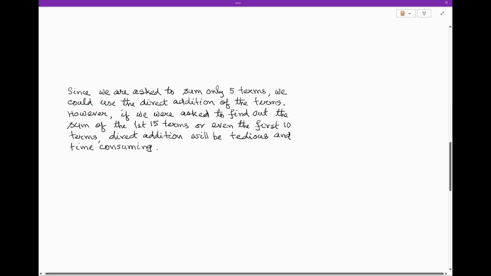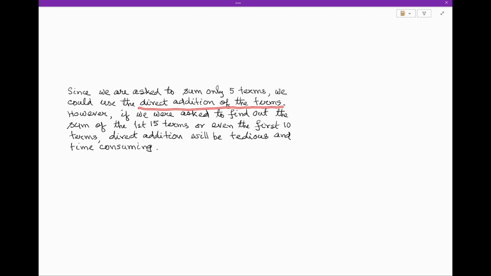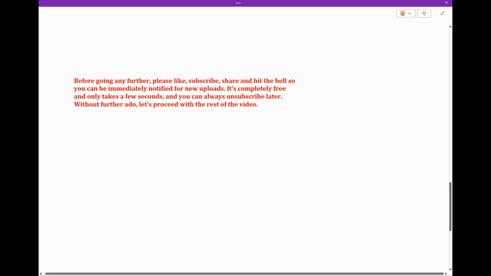Since we are asked to sum only 5 terms, we could use the direct addition method for the terms. However, if we are asked to find out a large number of terms, that is, the sum of the first 15 terms or even the first 10 terms, direct addition will be tedious and time consuming.